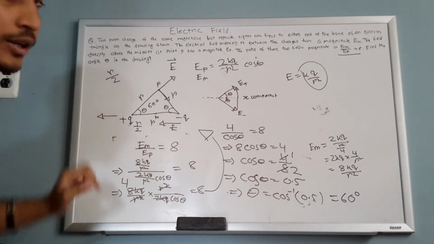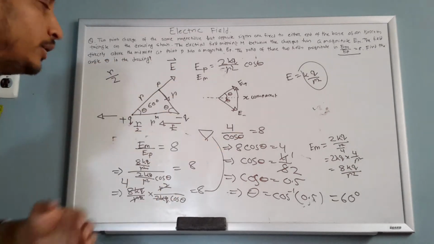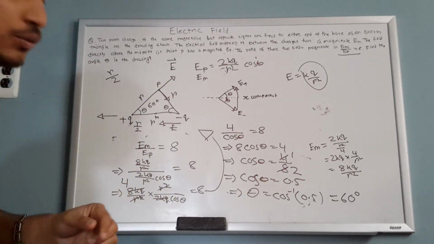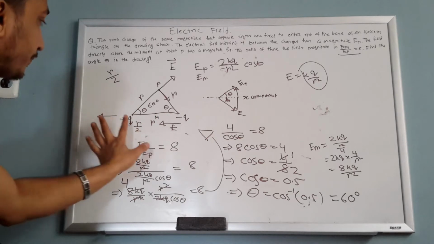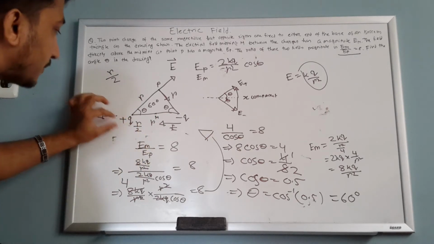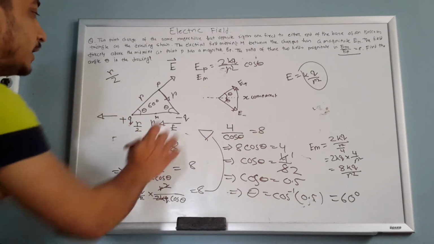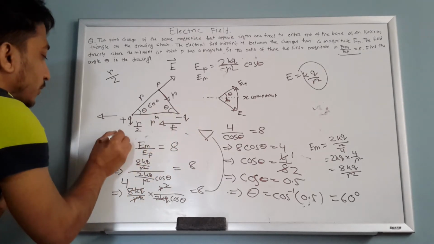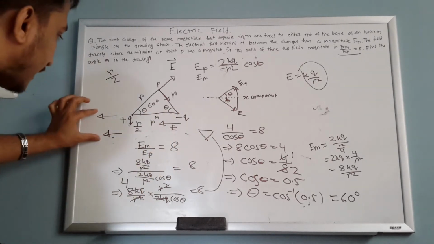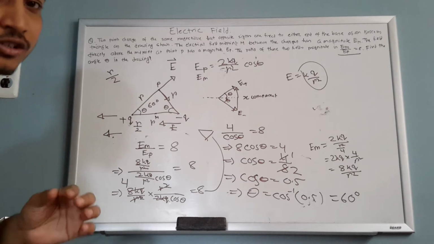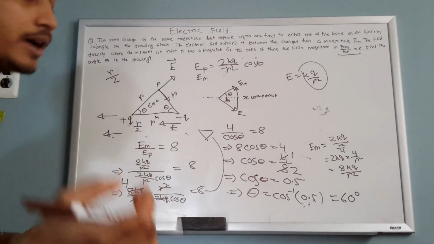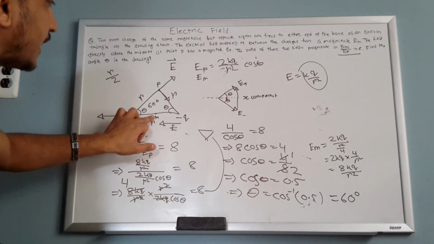For a positive sign, we do know it goes outward. For a negative sign, it goes inward. For M, look, this is the positive sign going outward, and this is the negative sign going inward. So their direction is the same. In a vector, if the direction is the same, we add them up. So we find the field at M.